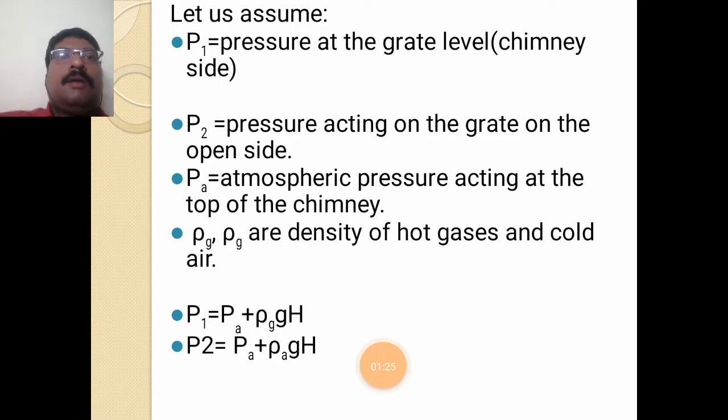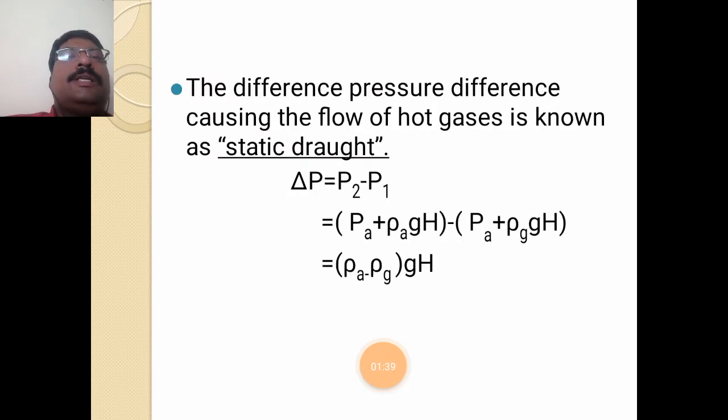Now the total pressure P1 can be calculated as atmospheric pressure PA plus rho G g H, and P2 can be taken as PA plus rho A g H. We stated that the draught is nothing but the pressure difference causing the flow of hot gases. So here the pressure difference delta P is equal to P2 minus P1. If we take the difference between the pressures, we get the draught as (density of air minus density of hot gases) into g into H. This draught is also known as static draught.